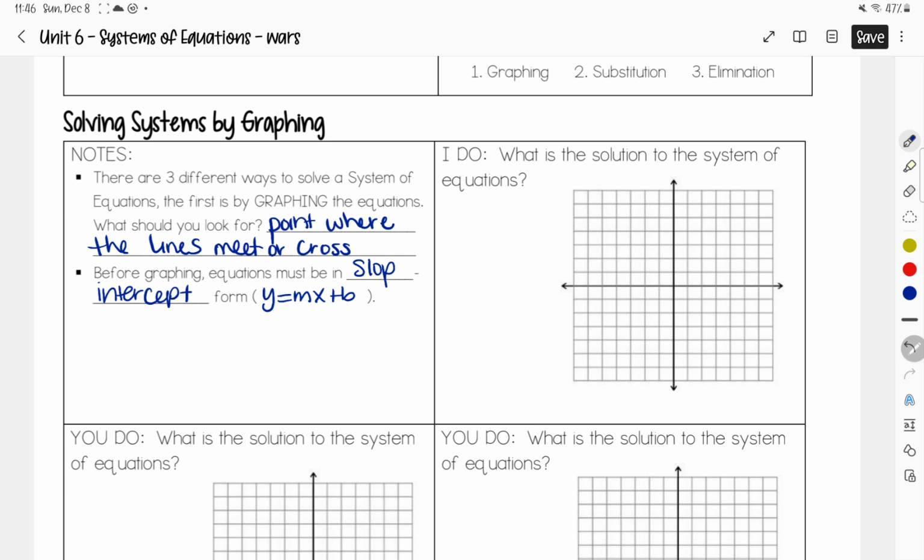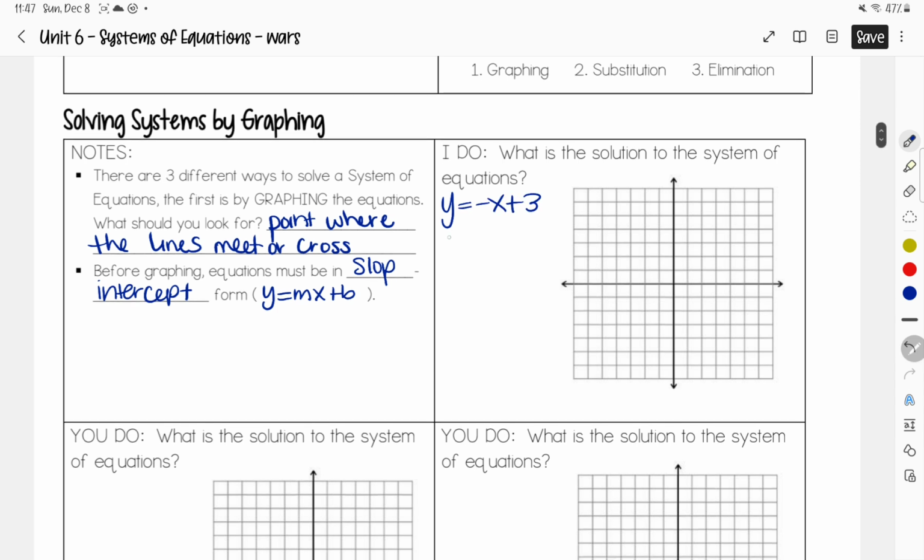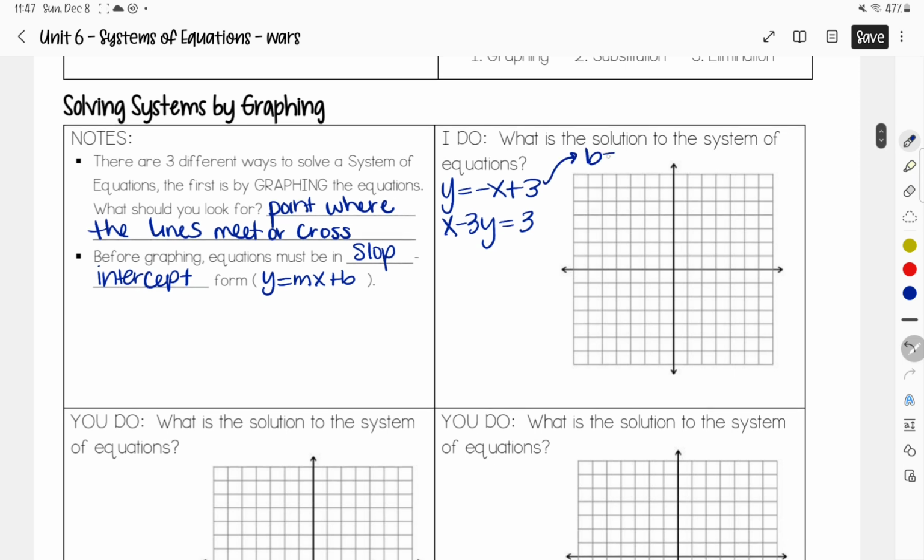All right, what is the solution to this system of equations? The equations are y equals negative x plus 3 and x minus 3y equals 3. You can see that the first equation is in slope-intercept form already. We can just graph this one. My b or y-intercept is 3, and my m or slope is negative 1.